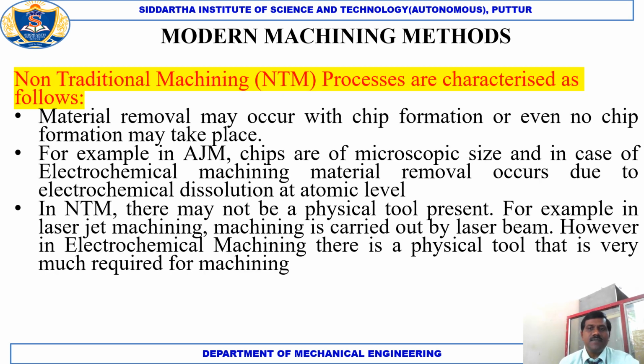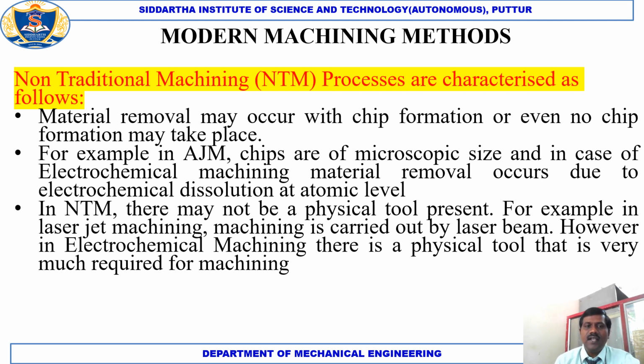The non-traditional machining processes are characterized as follows. The material removal may occur with chip formation or even no chip formation may take place. It means that whenever you employ these modern machining methods to remove the material from the workpiece, it produces the workpiece with or without chip formation also. For example, AJM, abrasive jet machining process. Here, the chips are microscopic in size.